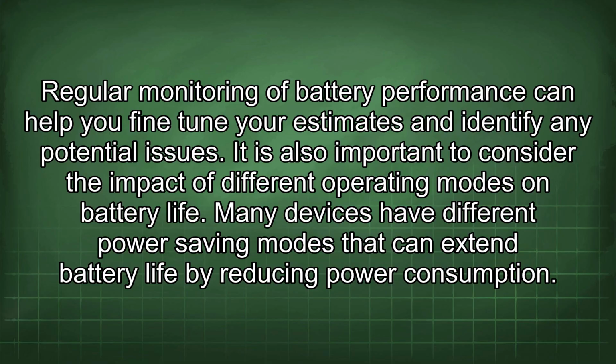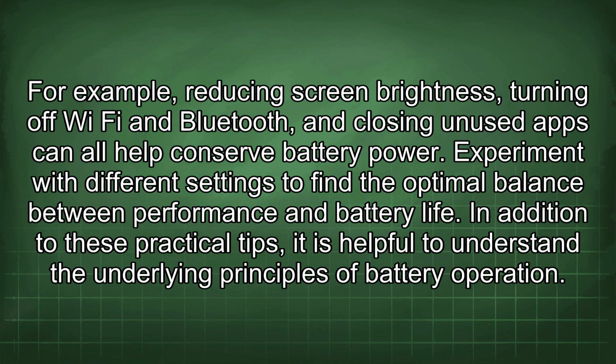It is also important to consider the impact of different operating modes on battery life. Many devices have different power-saving modes that can extend battery life by reducing power consumption. For example, reducing screen brightness, turning off Wi-Fi and Bluetooth, and closing unused apps can all help conserve battery power. Experiment with different settings to find the optimal balance between performance and battery life. In addition to these practical tips, it is helpful to understand the underlying principles of battery operation.